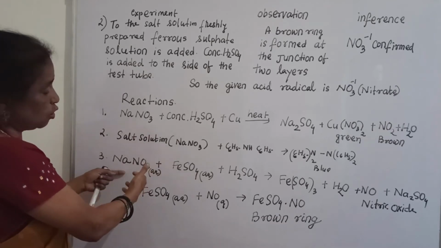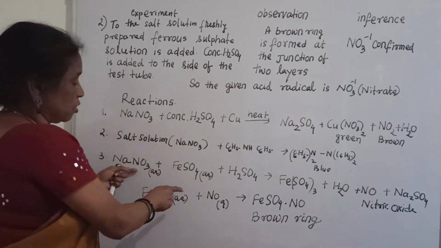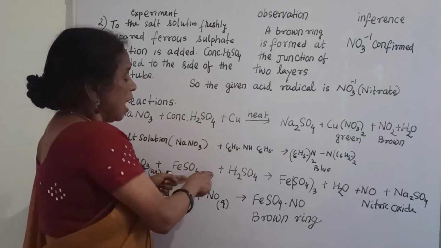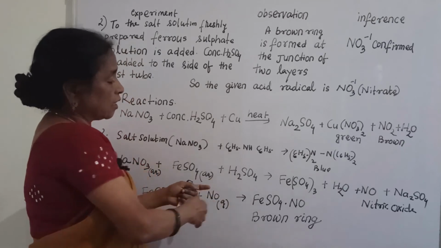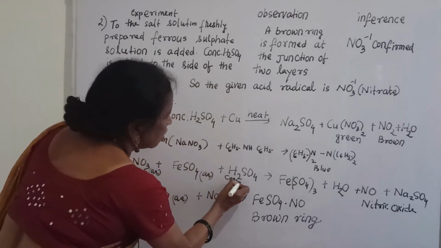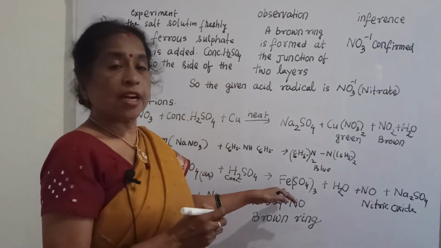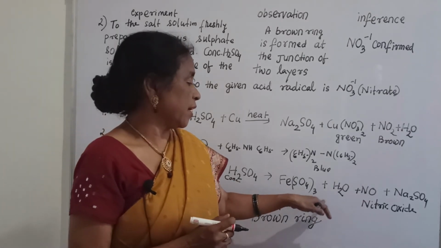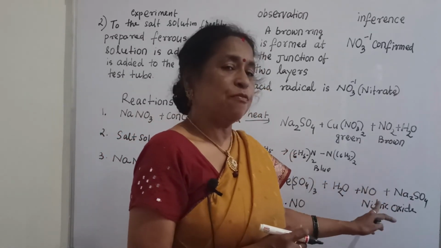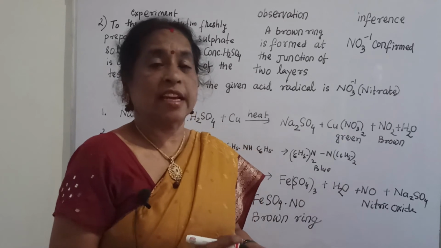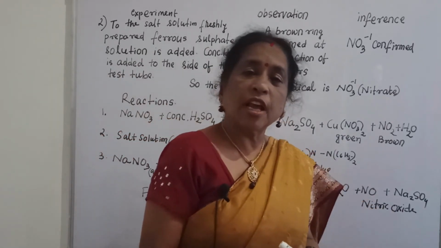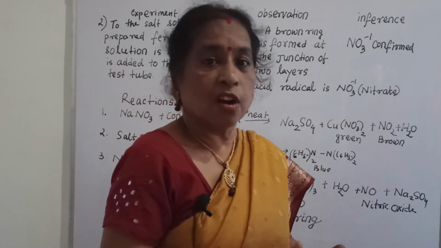Sodium nitrate, let it be the salt solution, you are taking only the solution. Ferrous sulfate, you prepare it immediately, that is called freshly prepared ferrous sulfate solution, and then you will add concentrated sulfuric acid. It is concentrated, not any dilute, concentrated sulfuric acid. Then what happened? It changes to ferric sulfate, water, sodium sulfate, and next very important, nitric oxide. That nitric oxide is a gas. Nitric oxide, the formula is NO, which is colorless.